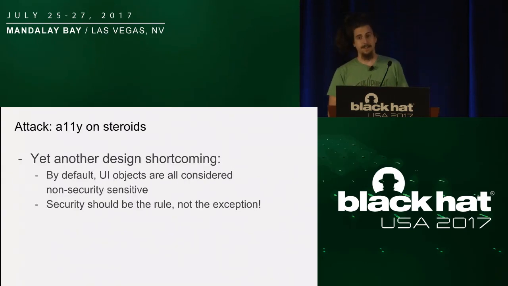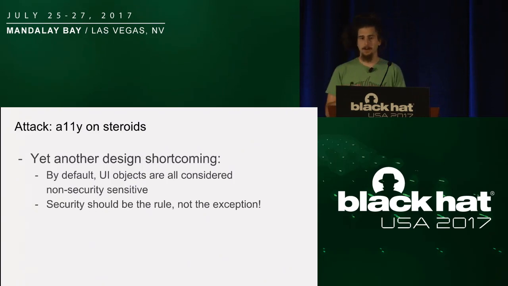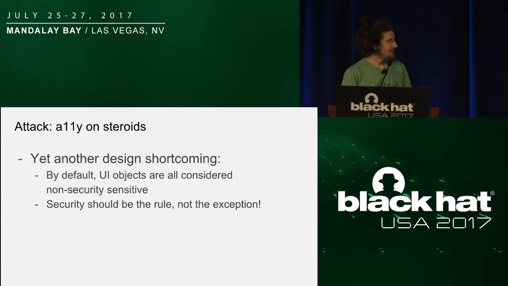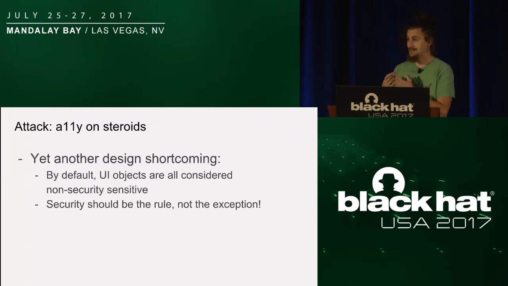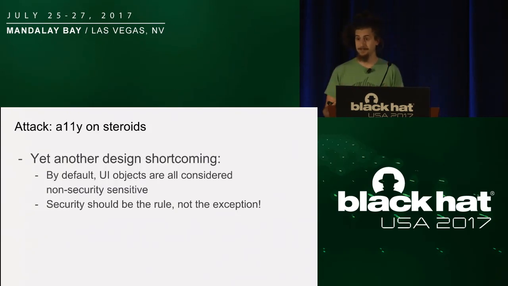Now, back to the accessibility service. Once we get it, what can we do? Another design issue we found is that by default, these UI objects are all treated as non-security-sensitive. So in a way, we are treating security as the exception and not as the rule. And we know security is quite bad when you do this. For example, I mentioned before that the accessibility service should not be able to get your passwords.